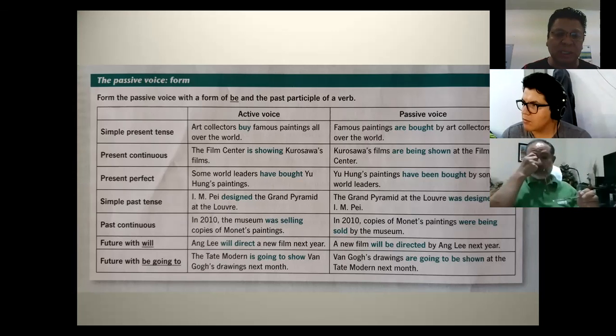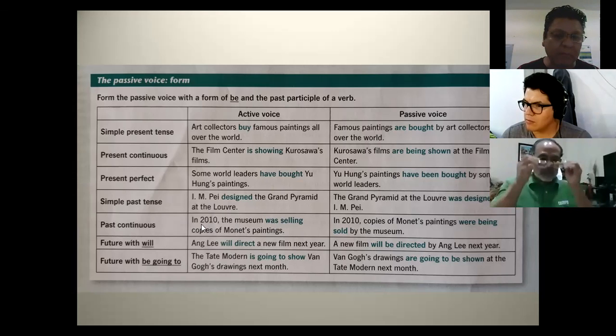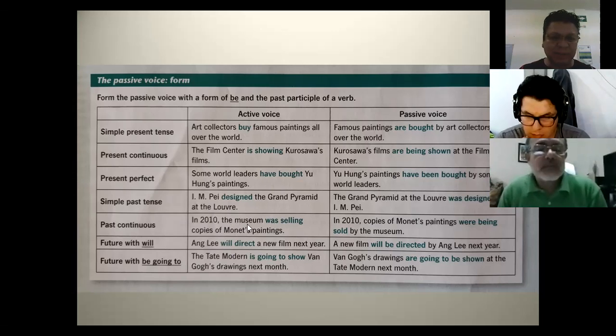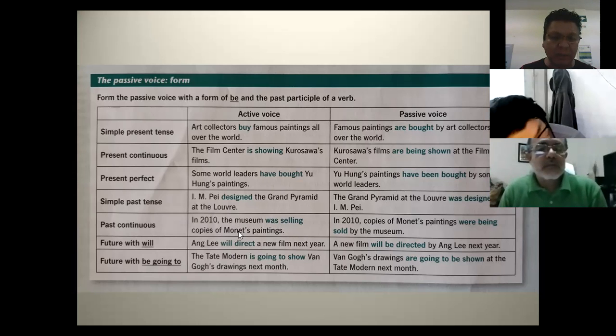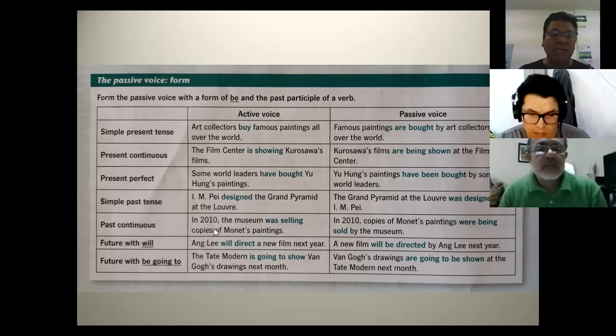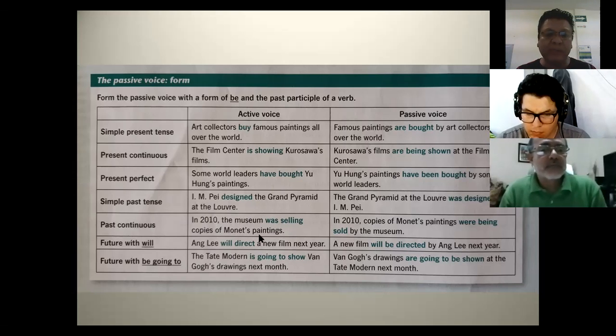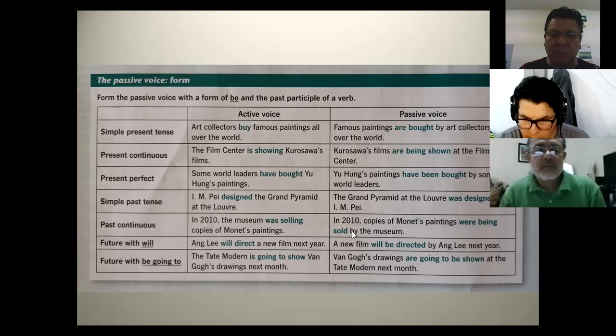Can you read the past continuous in the active? In 2010, the museum was selling copies of Monet's paintings. Okay, in 2010, the museum was selling, past continuous, was selling copies of Monet's paintings. But in the passive, remember, that is a form of be and the past participle, sold, being sold, past continuous.